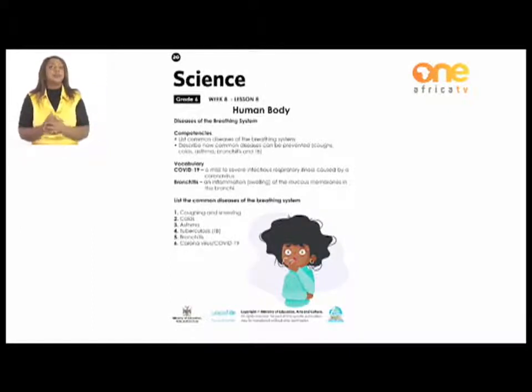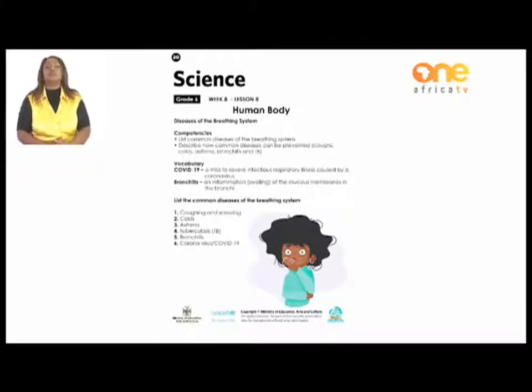The vocabulary for this lesson: COVID-19. COVID-19 is a mild to severe infectious respiratory illness caused by a coronavirus. Bronchitis. Bronchitis is an inflammation, a swelling. Inflammation means swelling of the mucous membranes in the bronchi. The bronchi are the tubes that we find in our lungs. The common diseases of the breathing system we will be focusing on: coughing and sneezing, colds, asthma, tuberculosis, bronchitis, coronavirus, also known as COVID-19.